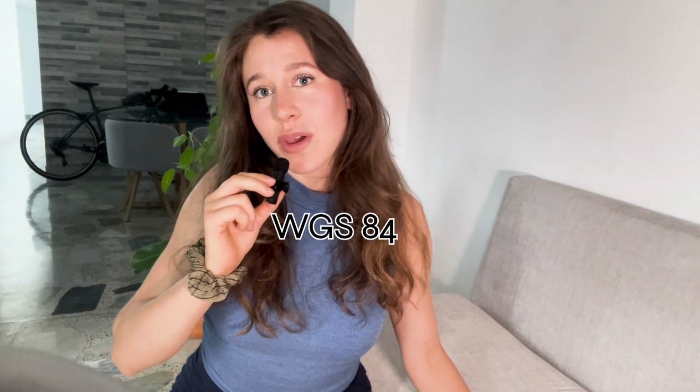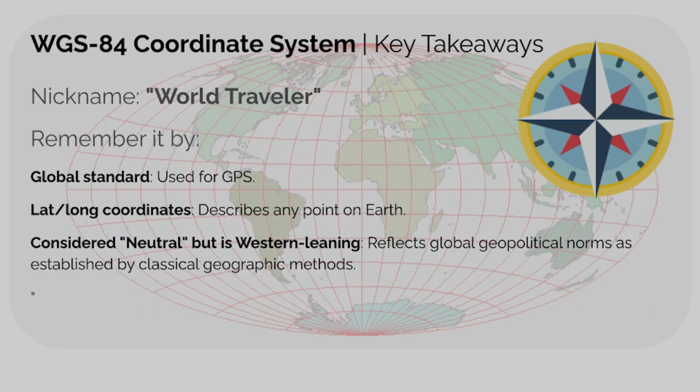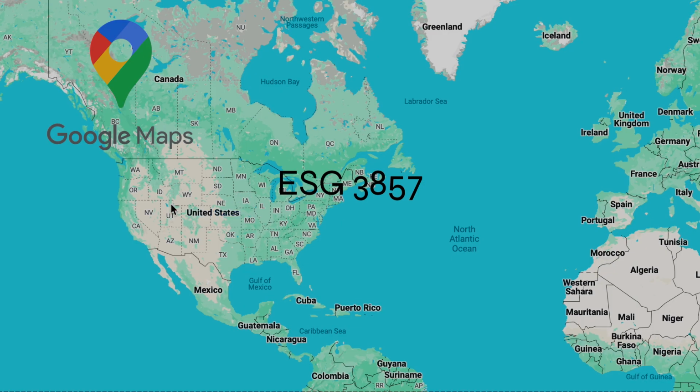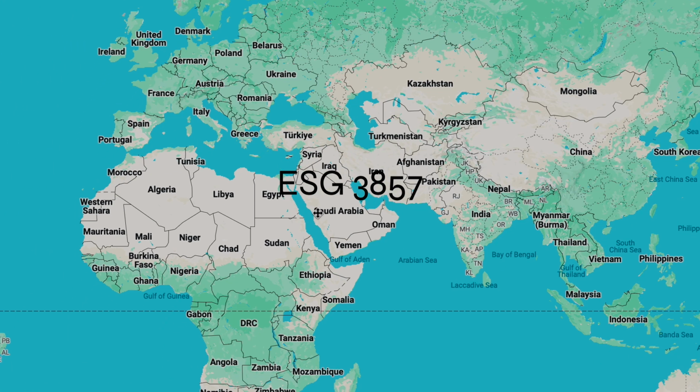First up, we have WGS 84, which we'll refer to as the World Traveler System. This coordinate system is a system that you would use to cover the entire globe. It's like a universal map that keeps you oriented no matter where you are on Earth. WGS 84 is not to be confused with EPSG 3857, which is a web-friendly projection, which is commonly used by companies like Google. It'll be typical in any sort of web projection that you see.